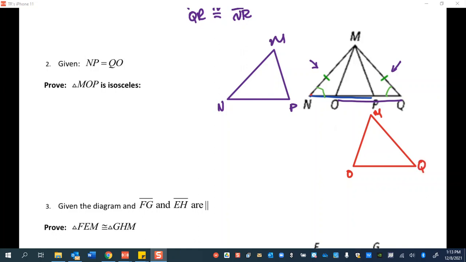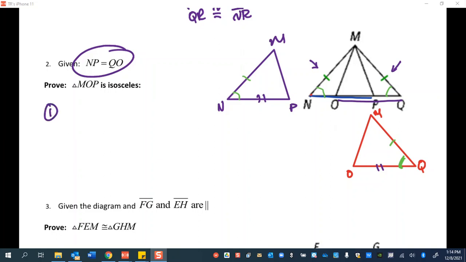Now keep in mind what information I already have. This is congruent to this because of my base angle theorem. This is congruent to this because it's given. And guess what? This was also given. What do I have to do to prove those two triangles are congruent? Side angle side. Yeah, nothing, because the side angle side, like Philip said, is already given to me.